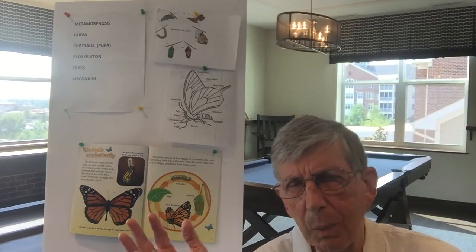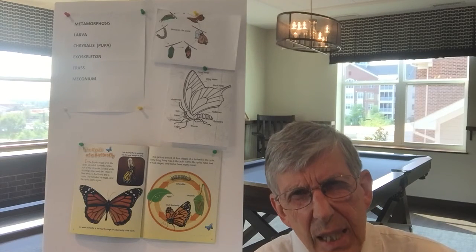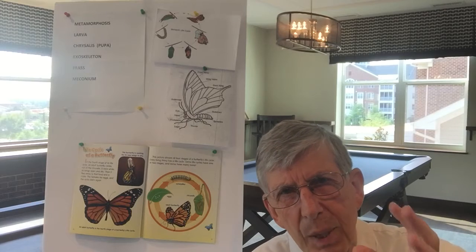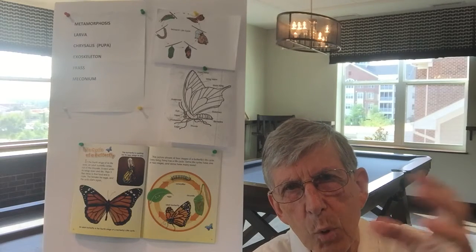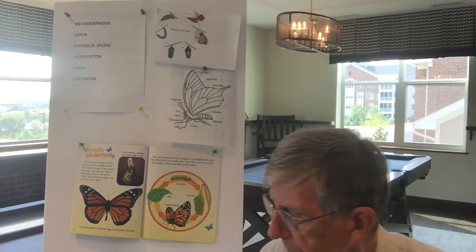I must have lost about 6 of them before I figured out how you have to sneak up on them and put something under the leaf and then move the leaf and let them fall into your container that you're going to take them home in.